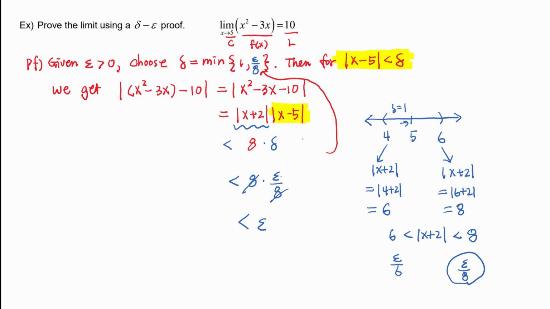So you can just choose epsilon over 8, since if the minimum was 1 like I showed you, it will still be less than epsilon anyway. So then you can conclude, therefore, the limit as x approaches 5 of the function x squared minus 3x is equal to 10.